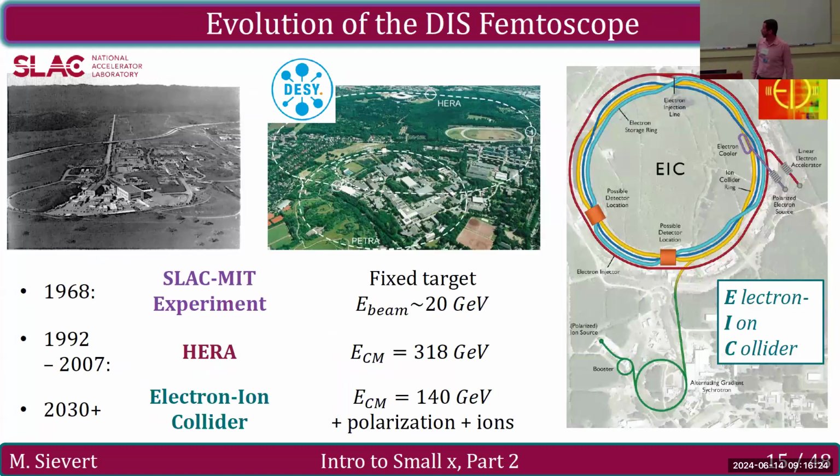We've had a long and distinguished line of deep inelastic scattering experiments. The first one, of course, being at SLAC. That was partly responsible for the discovery of QCD itself. That was a fixed target experiment with 20 GeV beam energy. The highest energy DIS experiment ever conducted was HERA. That had a center of mass energy of around 318 GeV.